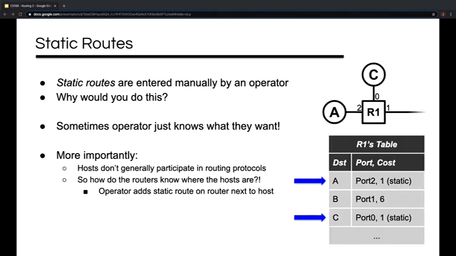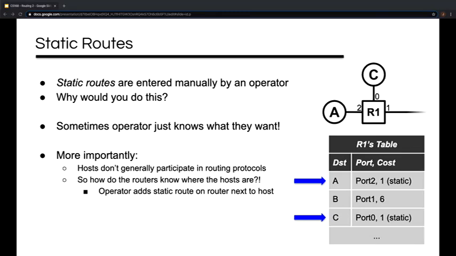Maybe more importantly, I mentioned last time that hosts generally don't participate in routing protocols. So how would a router even know where the hosts are to begin with? The answer is that an operator, on the router adjacent to hosts, specifically enters a route that tells it that that host is there on that particular link. So like for R1 here, an operator would have entered static routes for A and C.